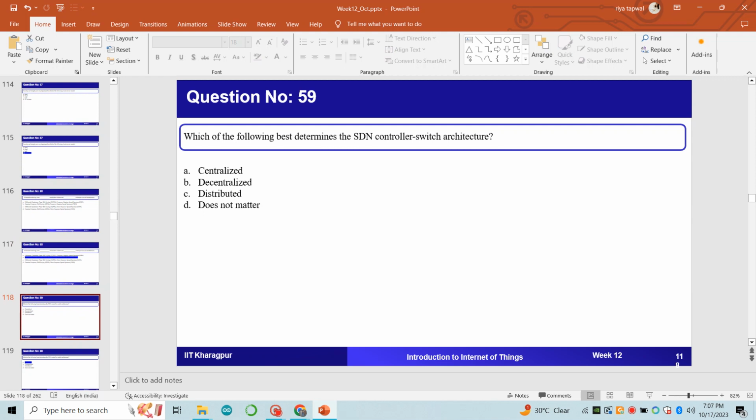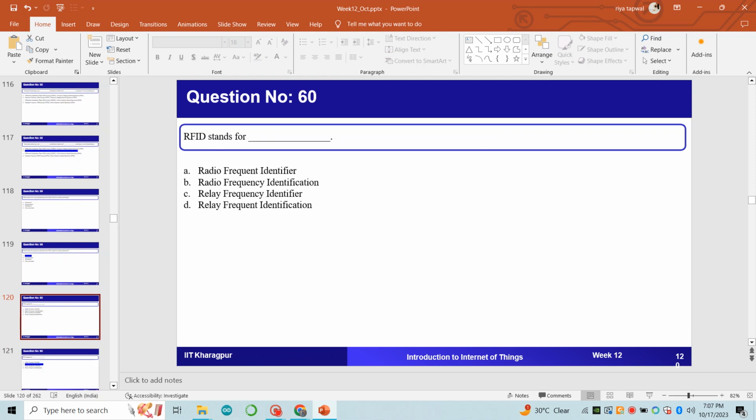Next question is, which of the following best determines the SDN controller switch architecture? Options are centralized, decentralized, distributed, does not matter. Centralized. So option A is correct.